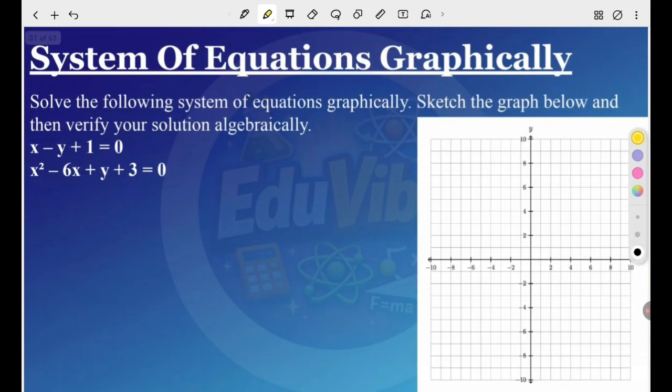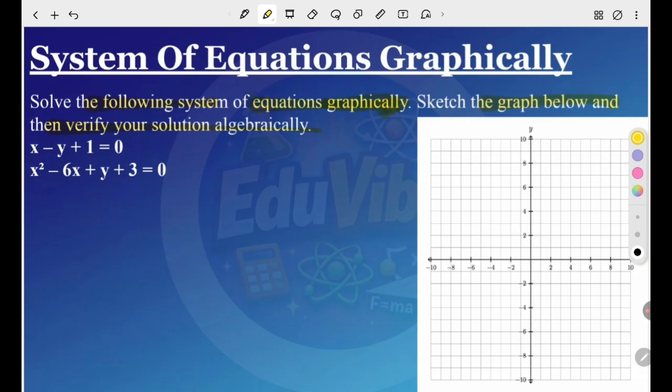This is for the graphical method only. Here we have the system of equations graphically, though these graphs are not very easy ones. The main inequality graphs we will make in the next video. Here we have an example: solve the following system of equations graphically, sketch the graph below, and verify the solution graphically too. So you have to make the graph for this.